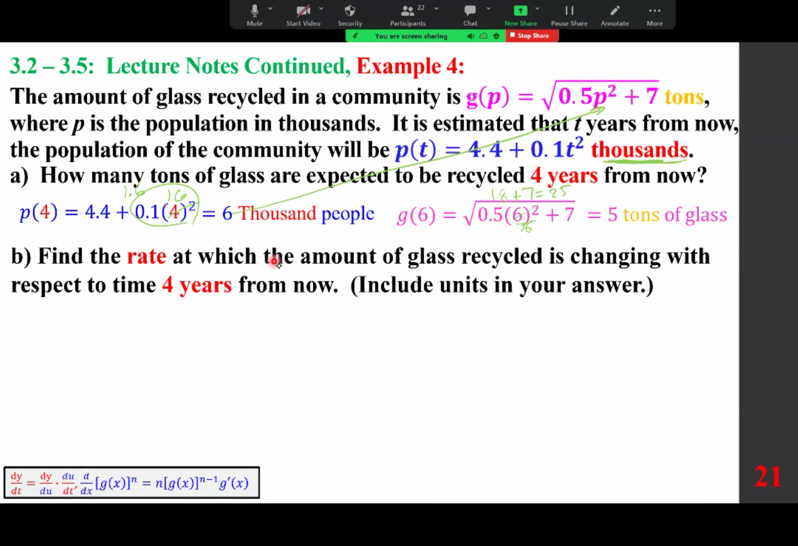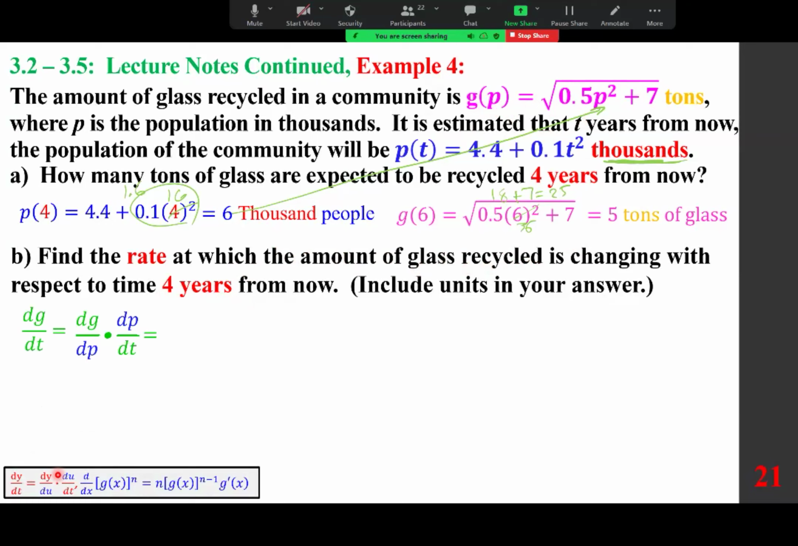Find the rate at which the amount of glass recycled is changing with respect to time 4 years from now. Include units in your answers. Now, rate at one point in time, that means differentiation, and we want the change in glass with respect to time, dg/dt. So we're going to write dg/dt again. But what variable takes us from g to t? The intermediate variable p. So dg/dp, dp/dt.